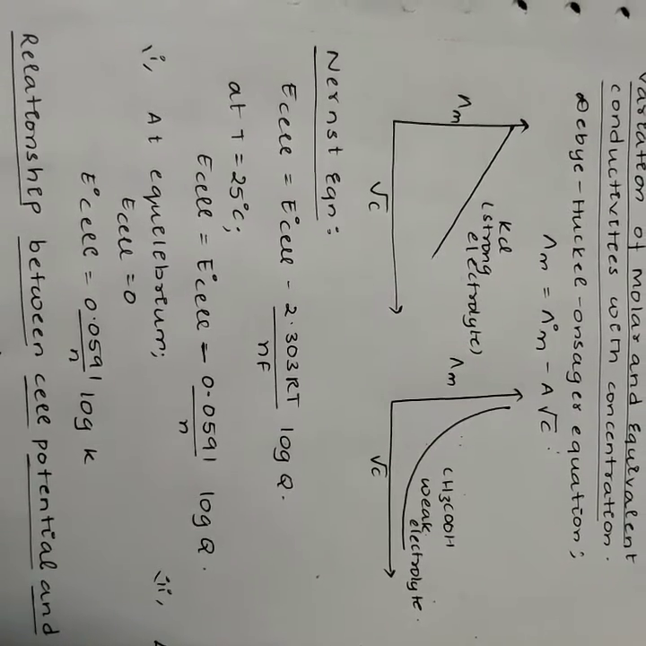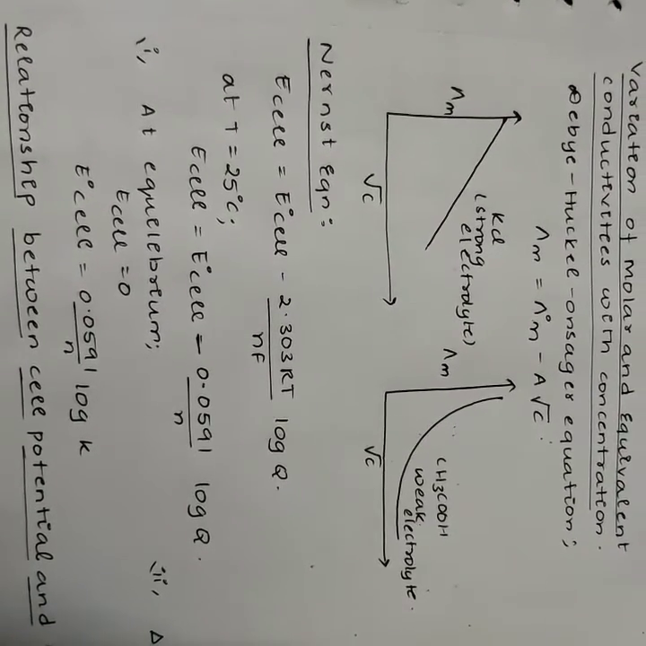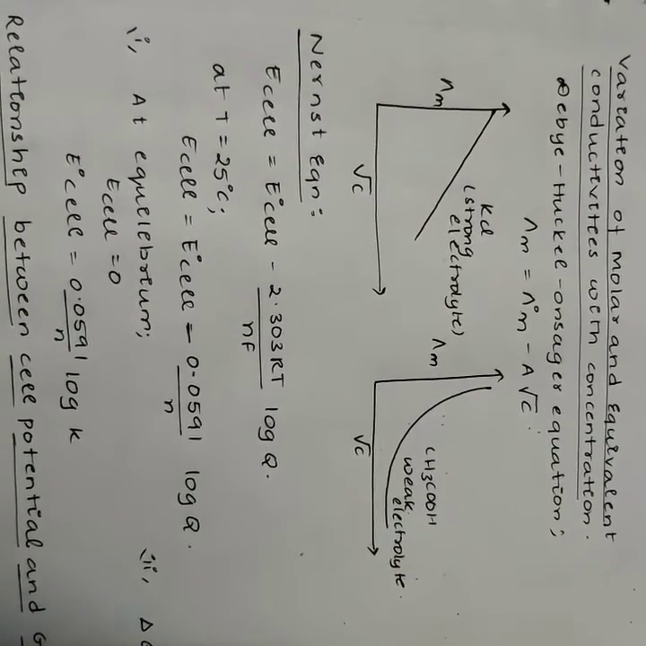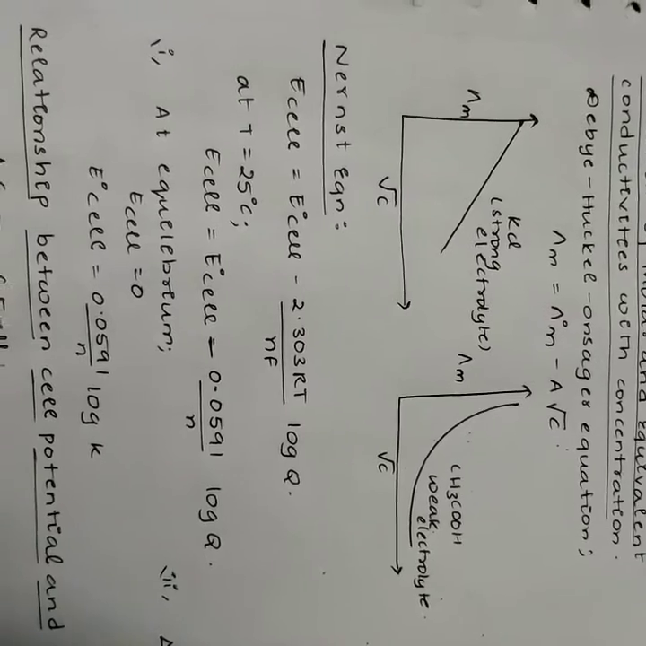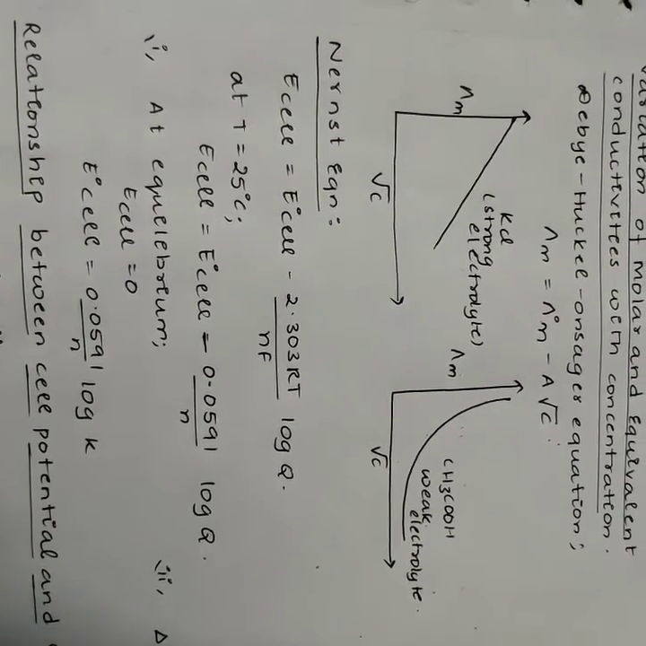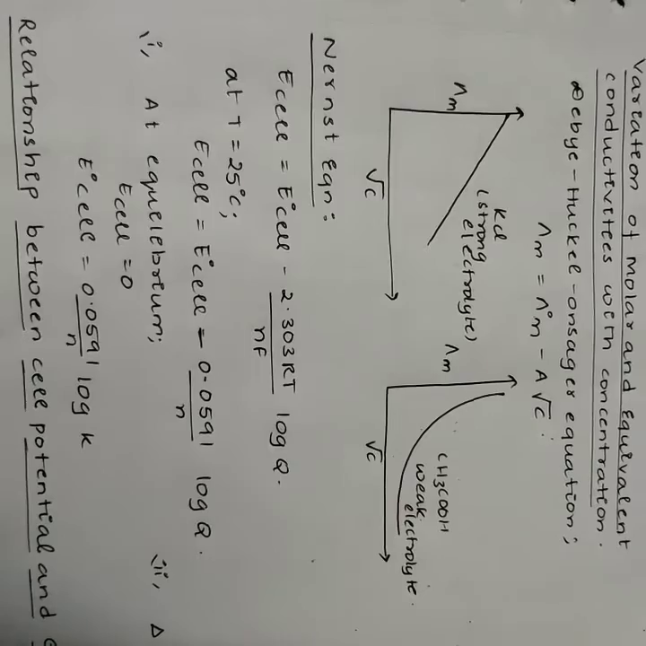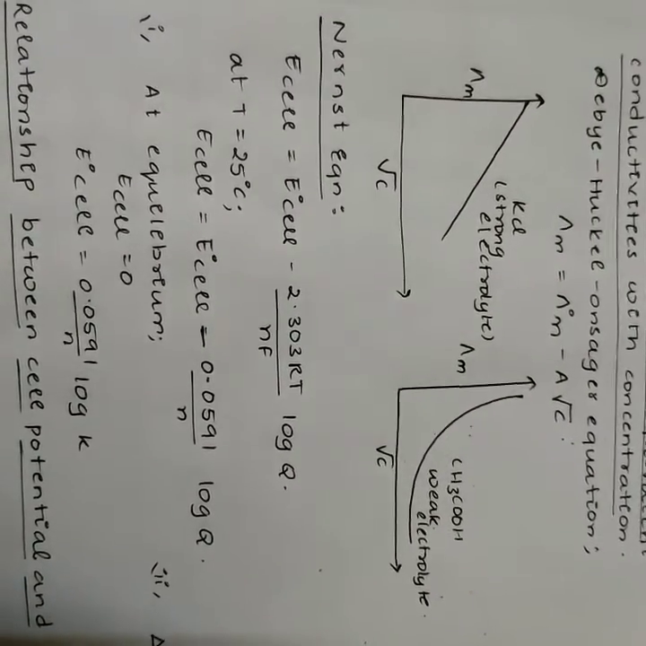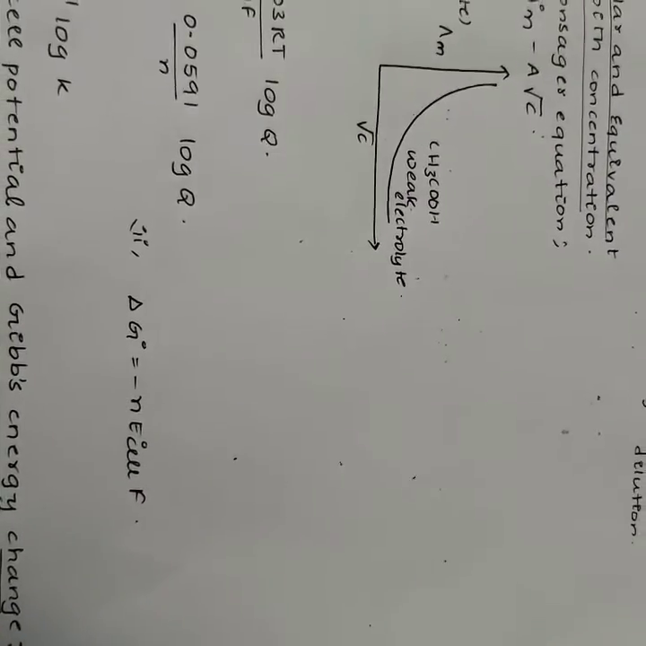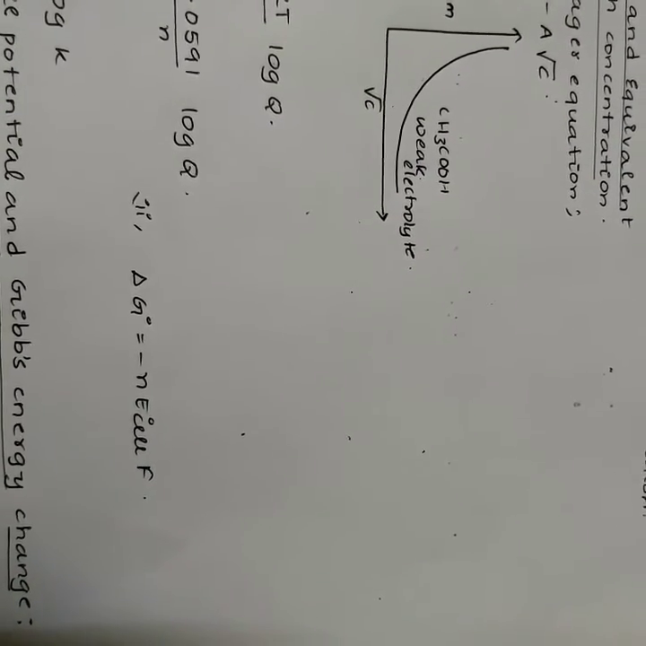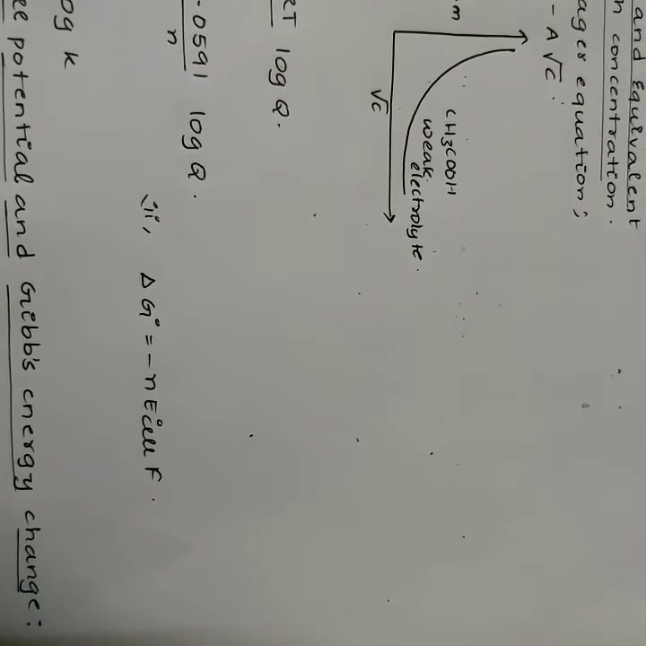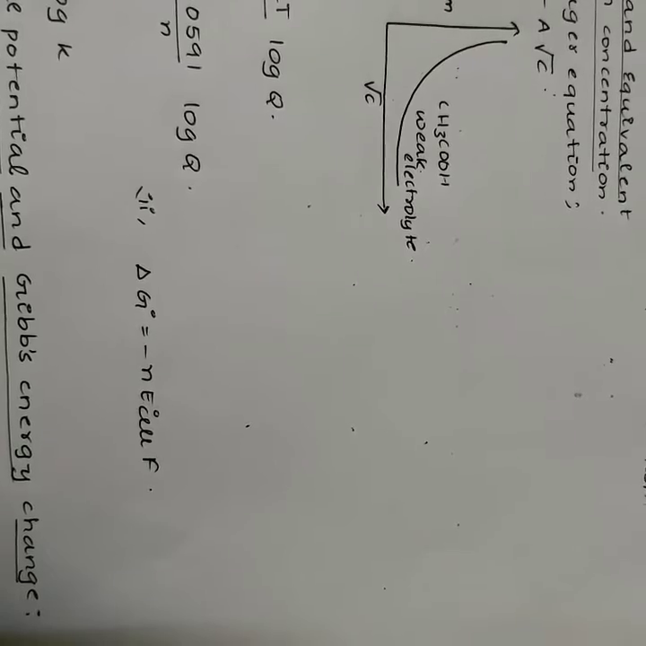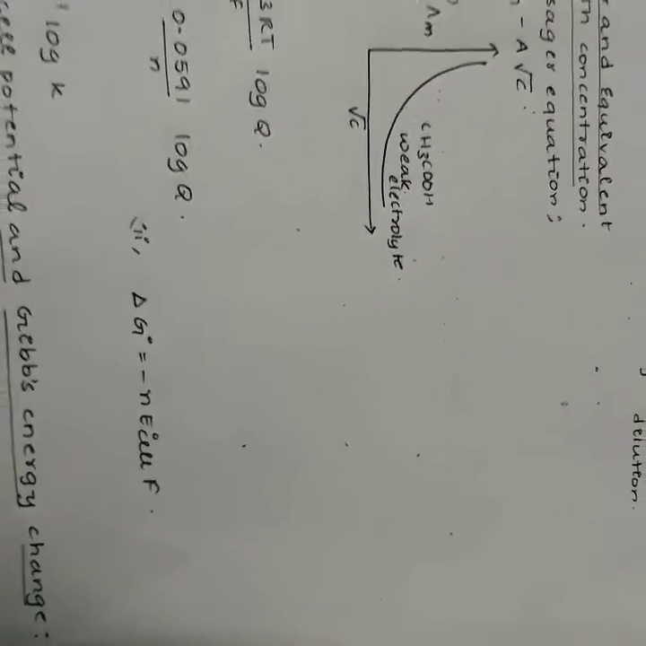electrons lost or gained in the reaction, R is 8.314 joule per Kelvin per mole. At T is 25 degrees centigrade or 298 Kelvin, the Nernst equation becomes E cell is E naught cell minus 0.0591 by n log Q. To find the equilibrium constant, at equilibrium, since E cell is 0, E naught cell is 0.0591 by n log K, where K here is the equilibrium constant. To find the Gibbs free energy change, delta G naught, that is minus nF E naught cell. The delta G naught is the standard Gibbs free energy change.